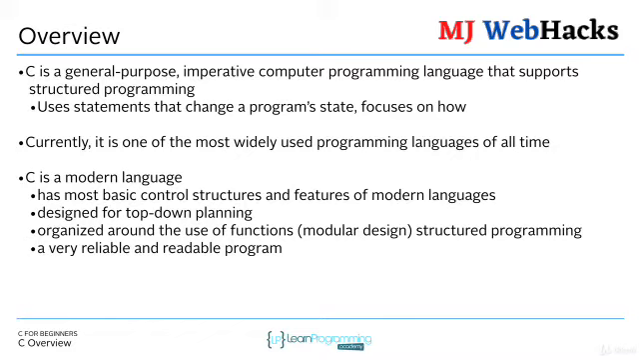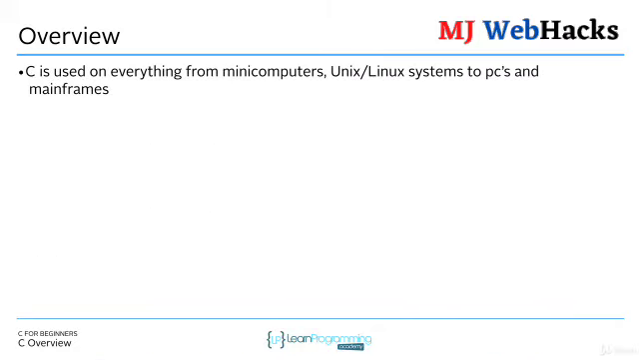And readable means that when you look at the source code and the statements, you can understand what's going on if you understand the language. You don't have to guess and say, well, what are they trying to do here? Or what does that mean? It's not complex. It's very easy to read and understand a C program once you understand the language. It's used on everything from mini computers, different operating systems, to mainframes.